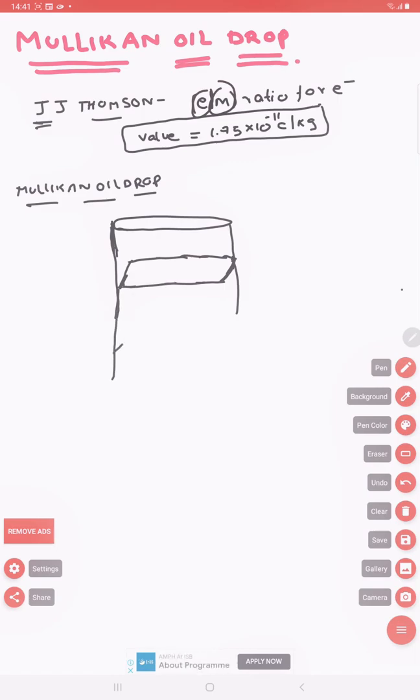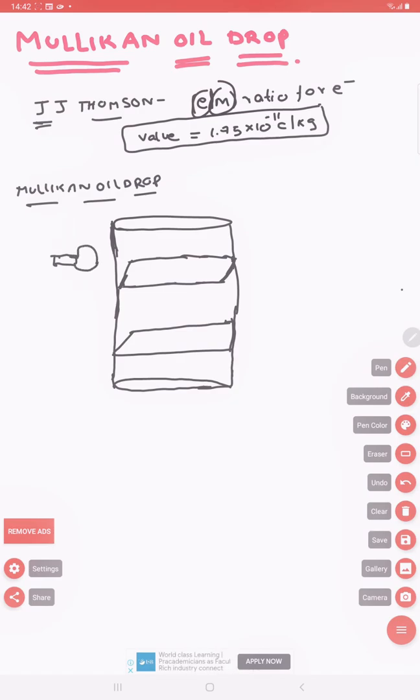And let this be another plate. Yes, this is the correct figure. And I'm drawing an atomizer. This is a rough figure. I will explain its properties, and you can find the correct figure of it in the NCERT textbook. So I think this is the correct figure of the atomizer.